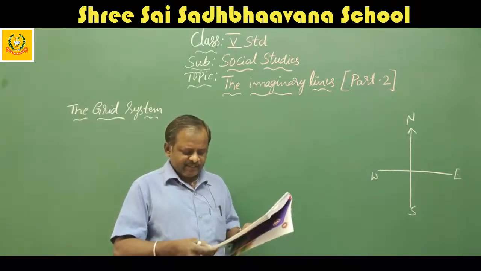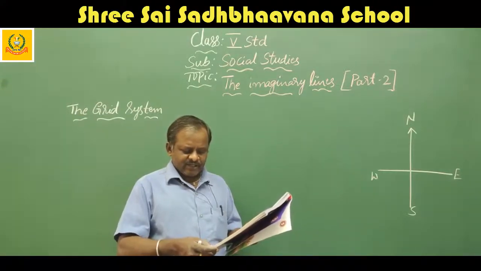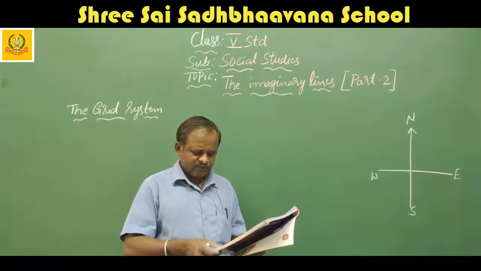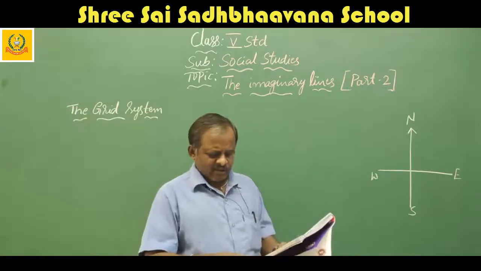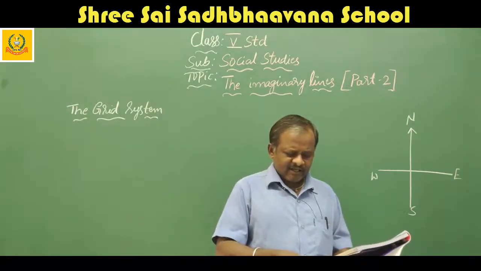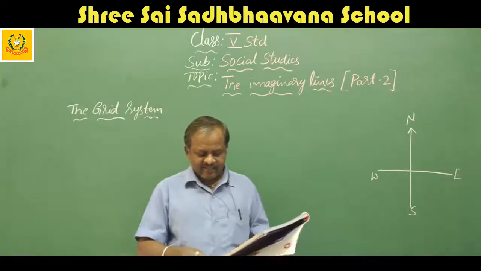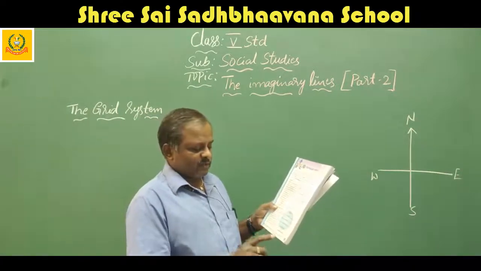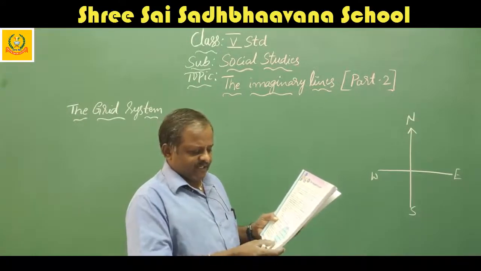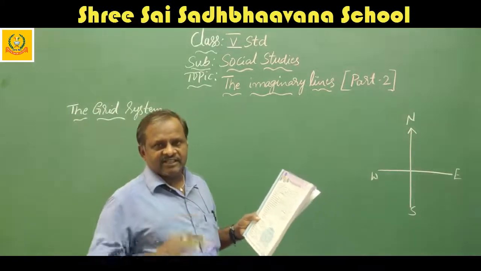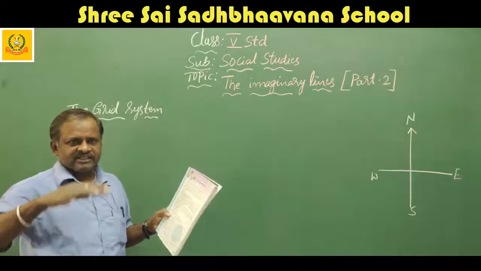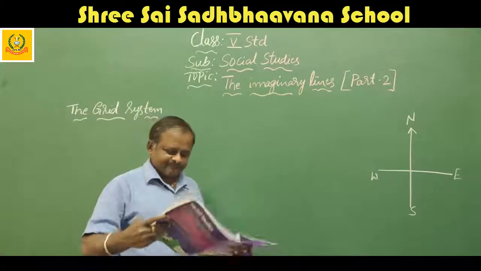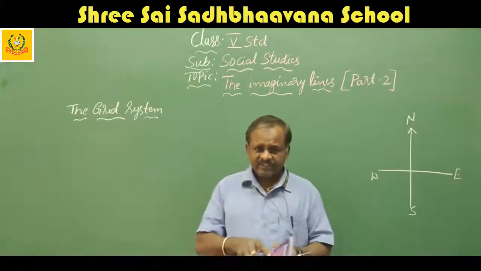Here the important parallels of latitude are the Arctic Circle, Tropic of Cancer, Equator, Tropic of Capricorn, and Antarctic Circle. These are the five lines on the globe. They are very important. The Equator divides the earth into two equal parts, that is northern hemisphere as well as southern hemisphere. I hope you understand this one.